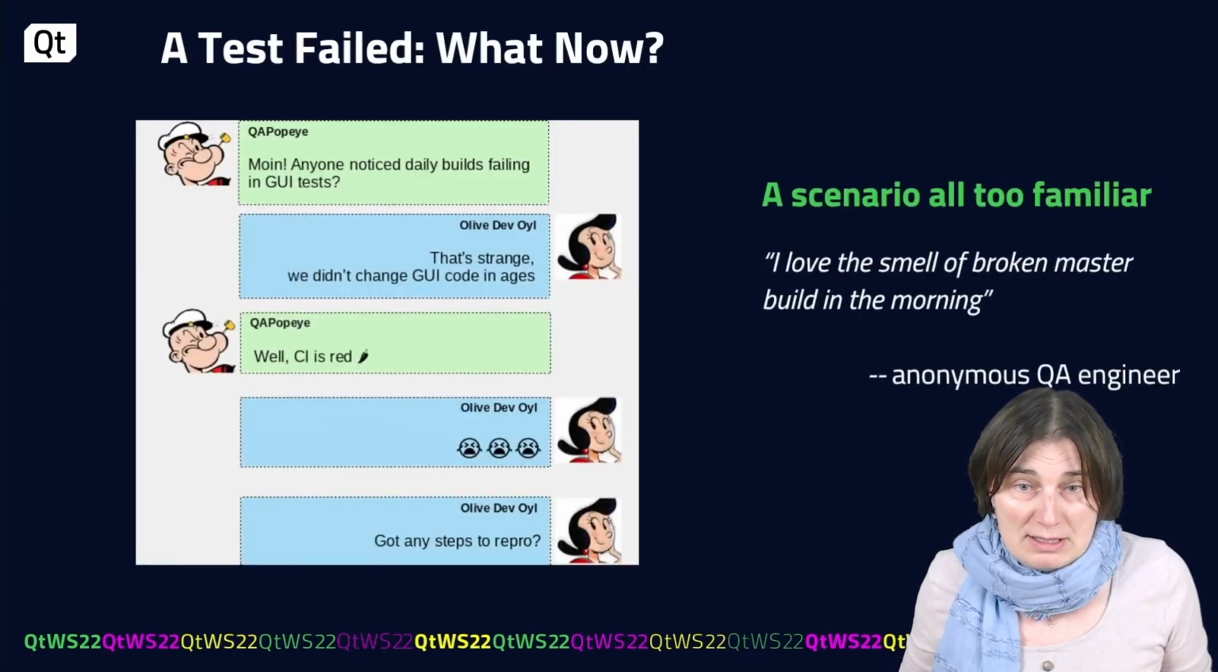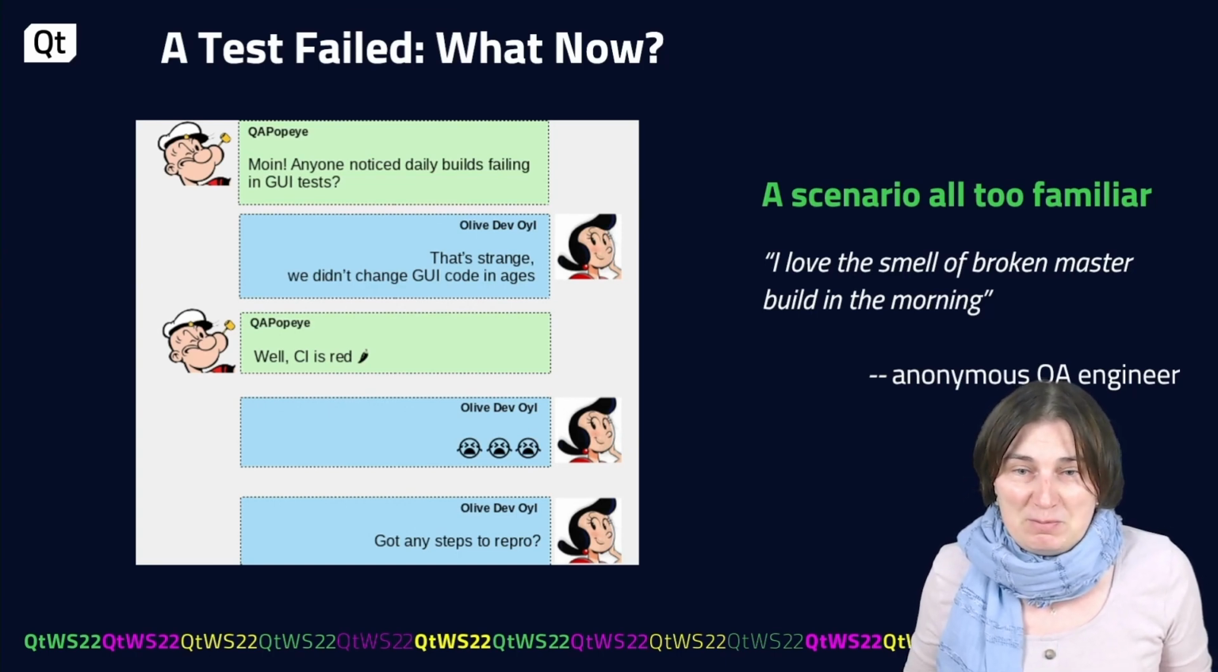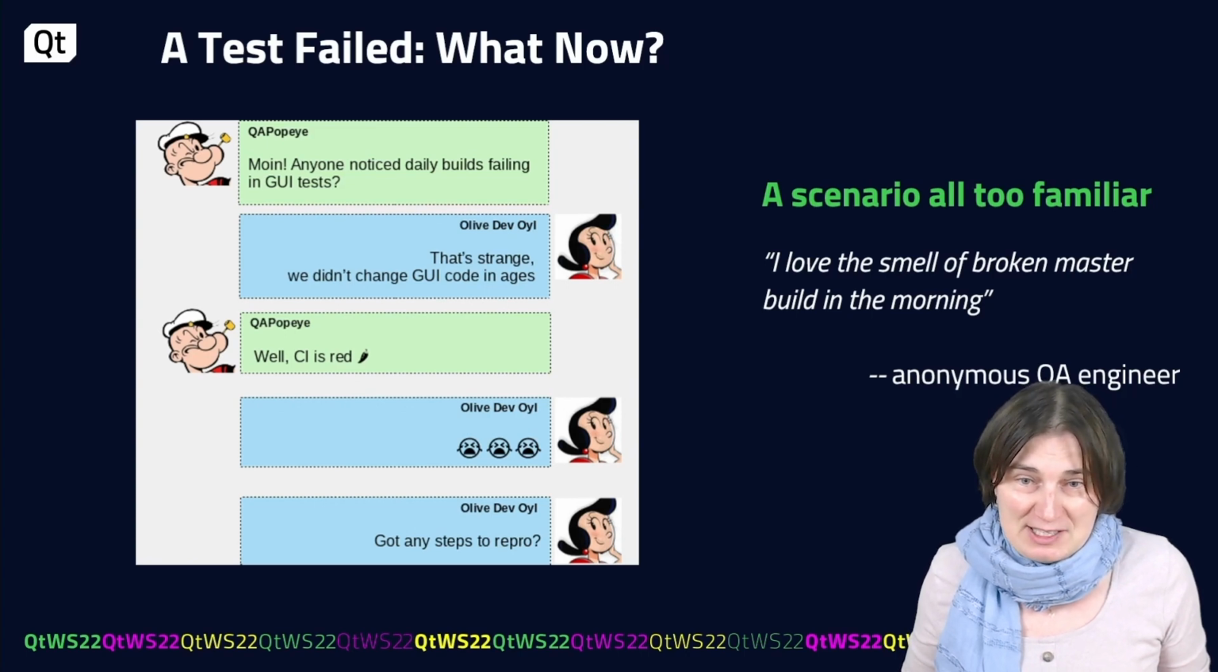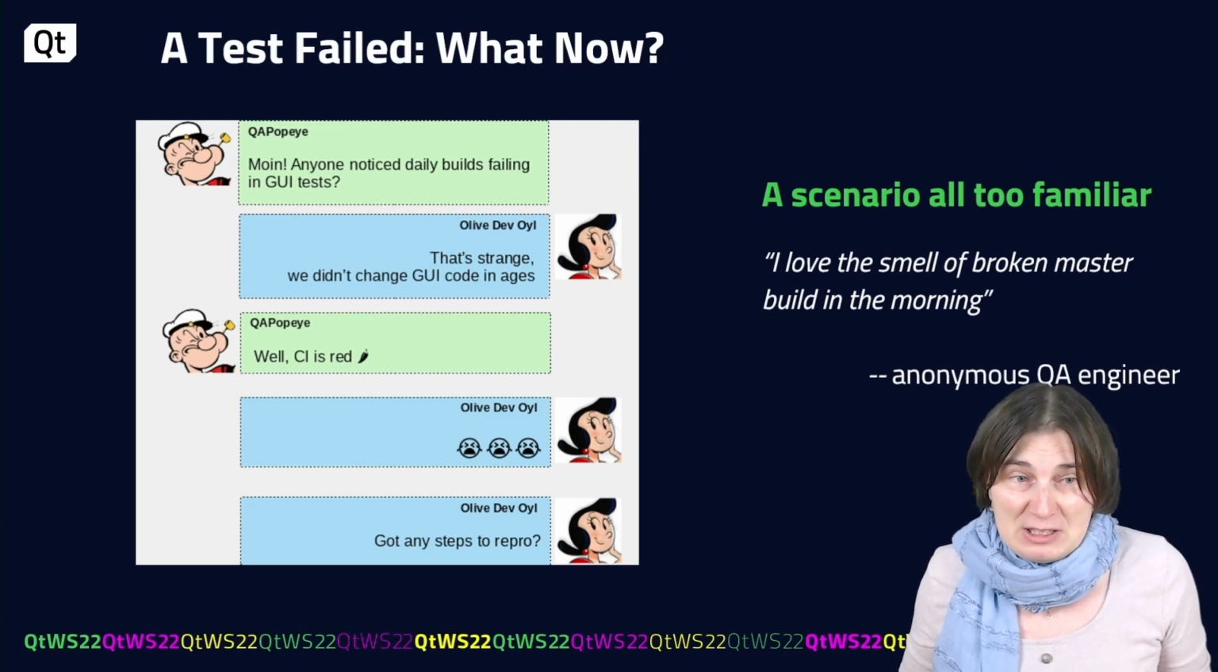So, a scenario: a development team commits some changes in the evening, the QA team has continuous integration with user interface tests running overnight, and in the morning the continuous integration is red and the tests failed. And now, what to do?